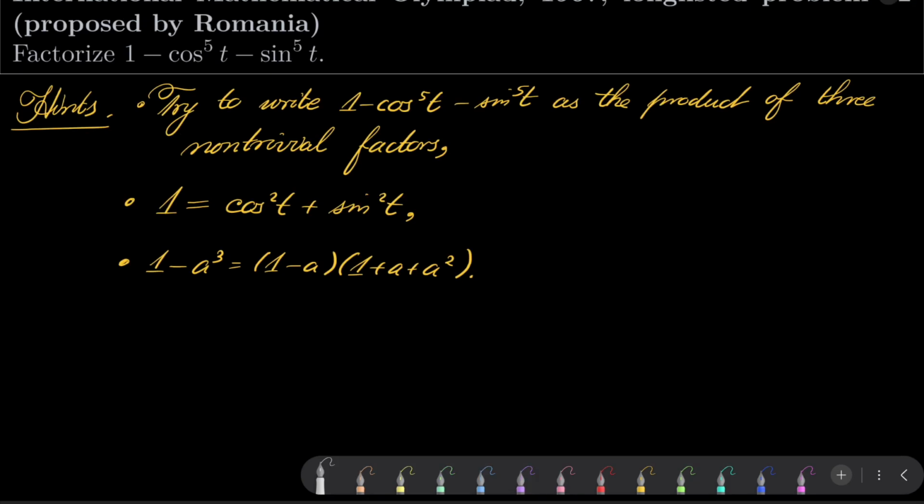First, try to write 1 minus cosine to the fifth minus sine to the fifth as the product of three non-trivial factors. Because beyond this point, no obvious factorization can be found, I believe. It is good enough, in other words, to write it as a product of three different factors. Also, 1 can be written as cosine squared of t plus sine squared of t, and the last identity, which will be useful, 1 minus a cubed equals 1 minus a times 1 plus a squared. So give this problem a try.